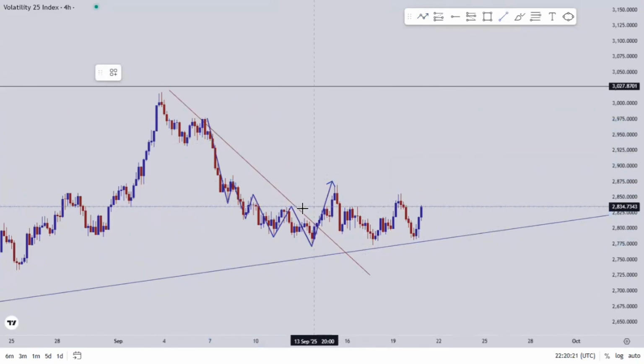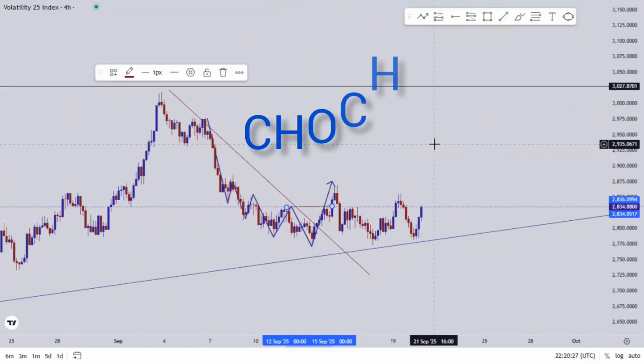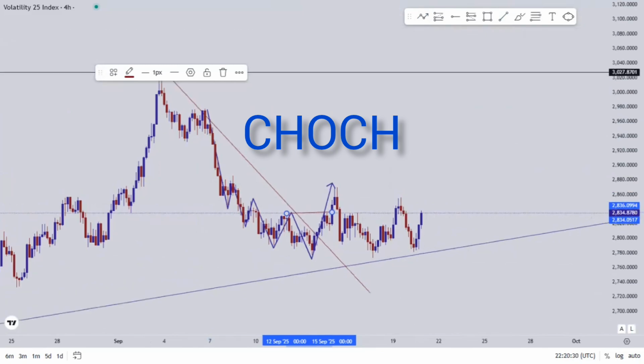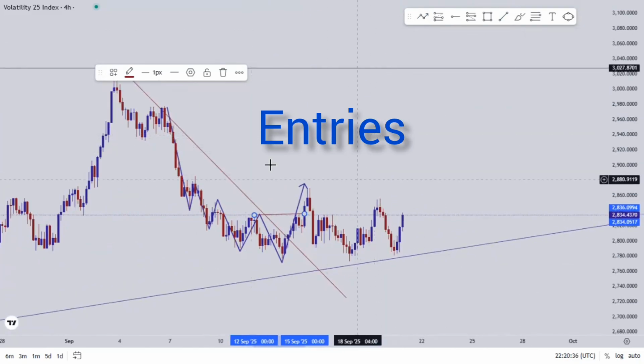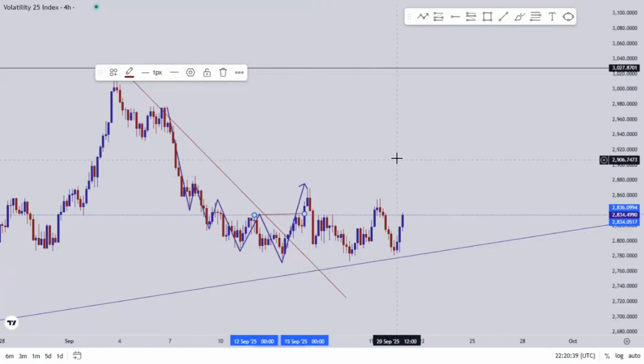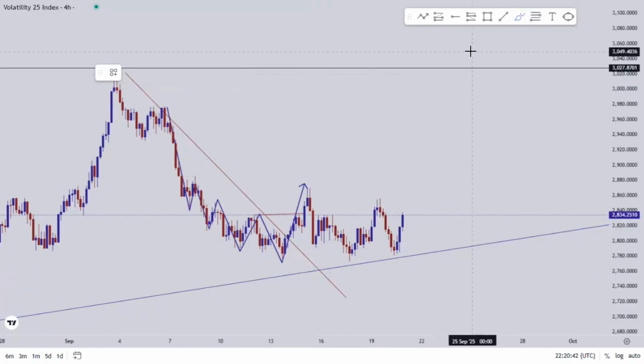Look at the market break above this particular level here. This is what we call change of character. So the moment you have this, you already know you are looking for what? Entries. You don't need any further analysis and all that. Why? Because the 4 hourly has now aligned with the daily time frame, and we are targeting all the way to this particular top here.